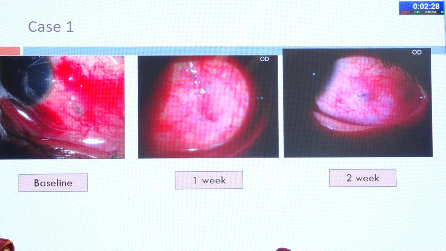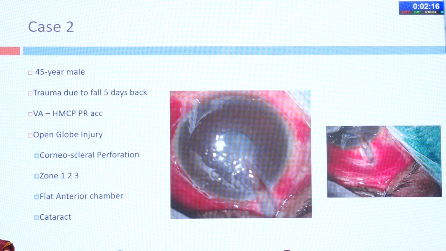These are the post-operative pictures where you can see the wound is well opposed. The patient maintained a visual acuity of 6-6, but what is important is to follow these patients up very closely because retinal breaks and retinal detachments are common, so close observation is essential.